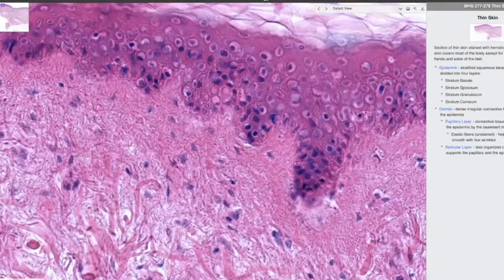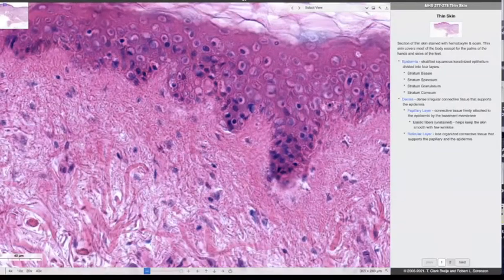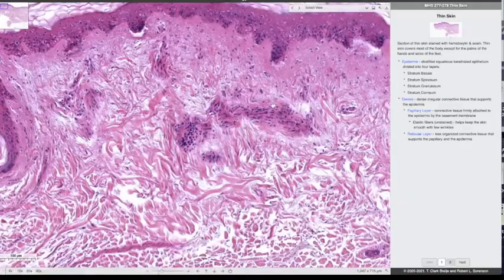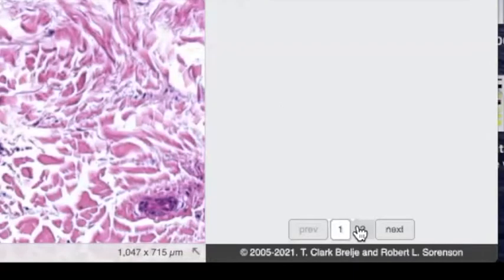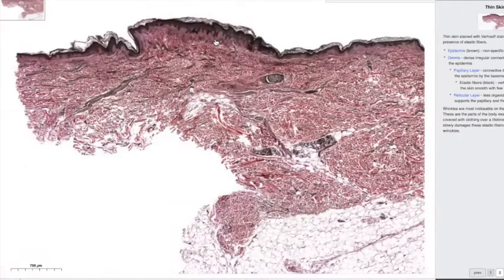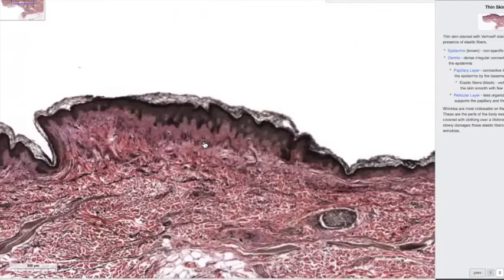And the only ones you could see elastin in, over here, there's a lot of elastin in here. You can't see it unless you use that other stain, right? You click on number 2 page right here, and then the elastic fibers start to show out.